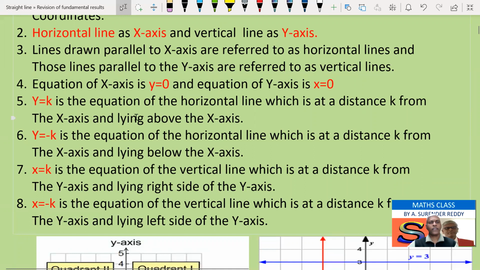y is equal to k is the equation of the horizontal line which is at a distance k from the x-axis and lying above the x-axis.